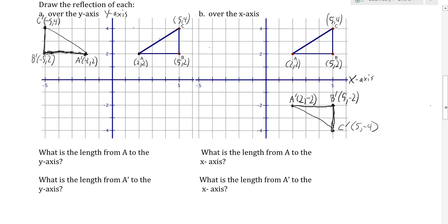What is the length from A to the y-axis? So here's our point A, (1, 2). What is the length from A prime to the y-axis? (1, 2). They are both the same perpendicular distance away from the line of reflection. So that perpendicular distance part is important here. The distance from our line to the point is defined by the perpendicular.